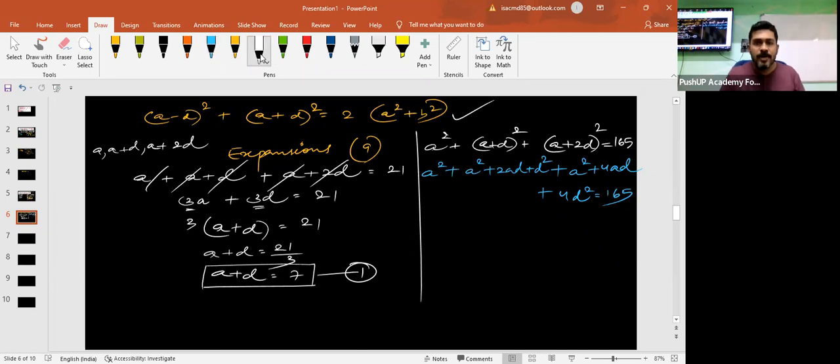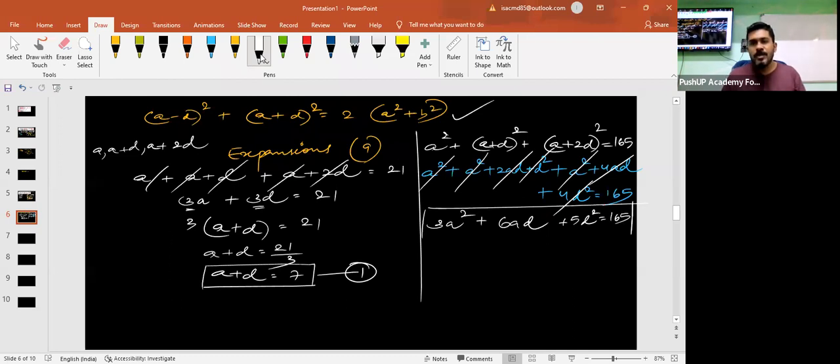If you further simplify, a squared plus a squared plus a squared gives 3 times a squared. 2ad plus 4ad gives 6ad. And d squared plus 4d squared gives 5d squared, which is equal to 165. By this time, you must be totally tired, isn't it? After this, what will you do?